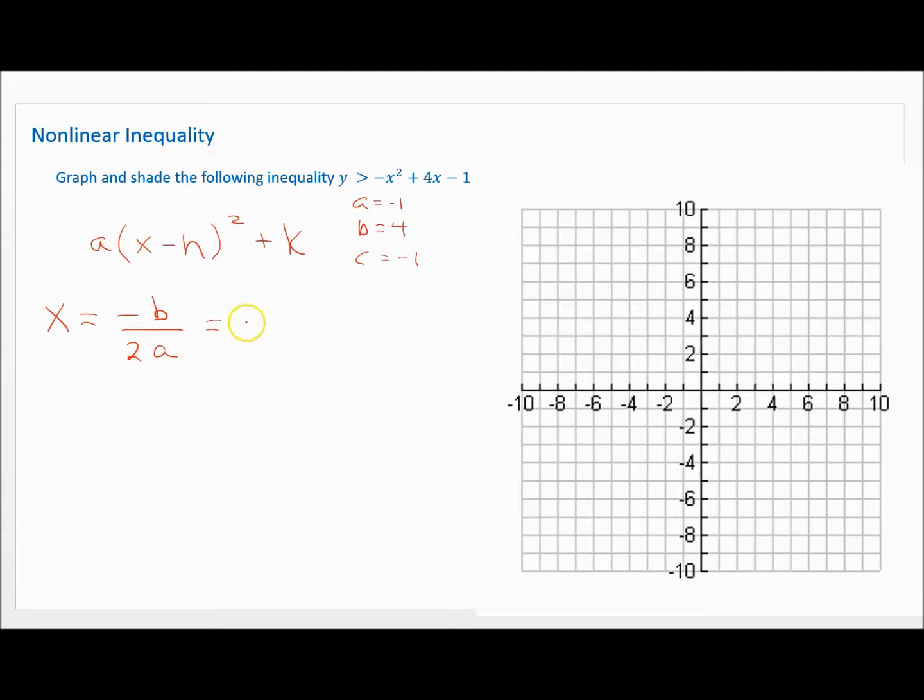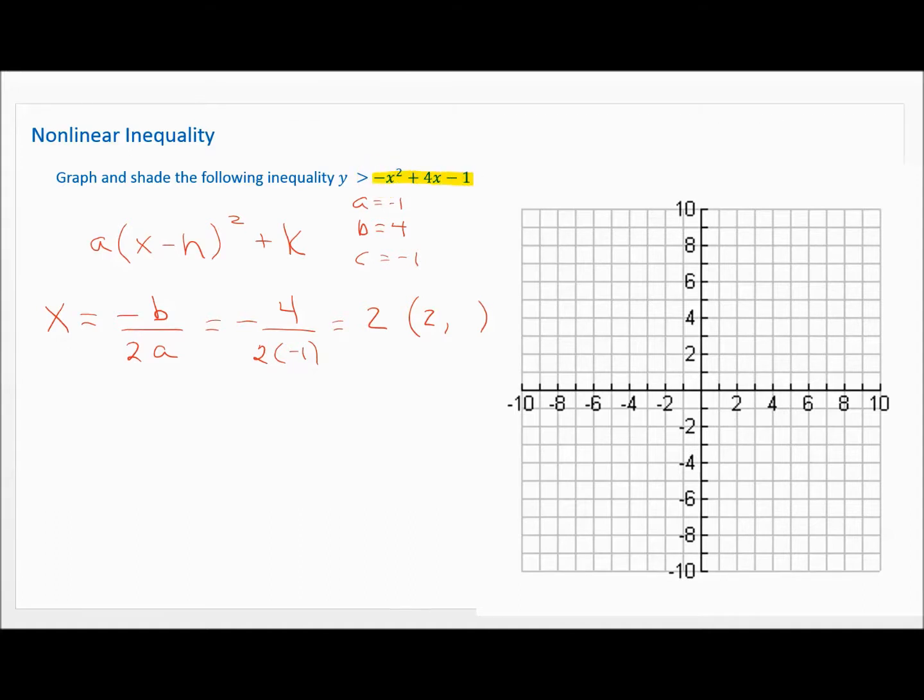You've got negative, my b is 4 over 2, and my a is negative 1. When I reduce that, that gives me a positive 2. You see that? The negatives cancel. 4 divided by 2 times 1 is 2. So that's my x value of the vertex. How do I find y? I go back and substitute my x value into the function.